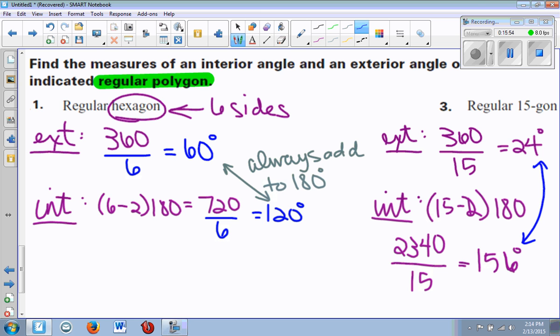So if you want to do a quick check, look at the two answers we just got. If you add those together, you should get 180. So that's a quick check to find out, did I do this problem correctly? When I add my answers together, do I get 180? And in this case, we do. And you can do this process for any number of sides as long as we know that they are regular polygons. That's why we know splitting 6 equal ways or splitting 15 equal ways is what we need to do, because we know all of the angles are the exact same.